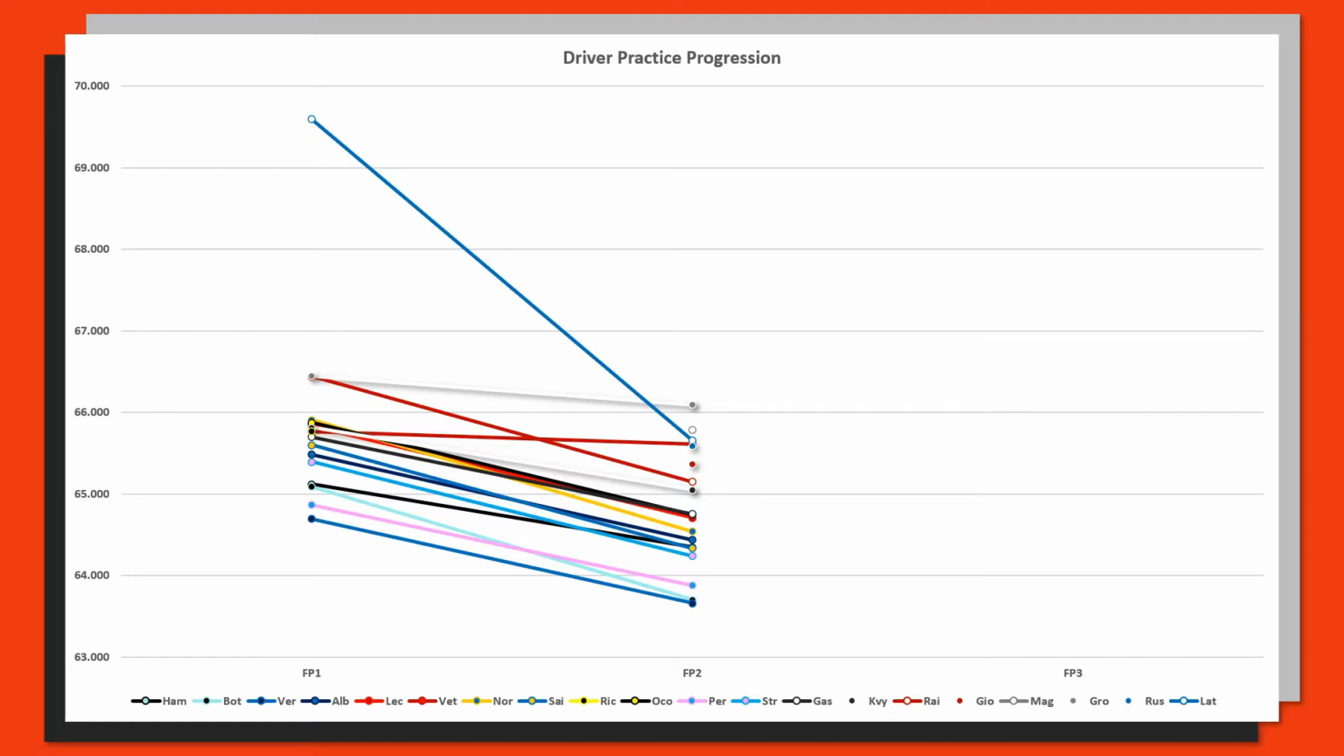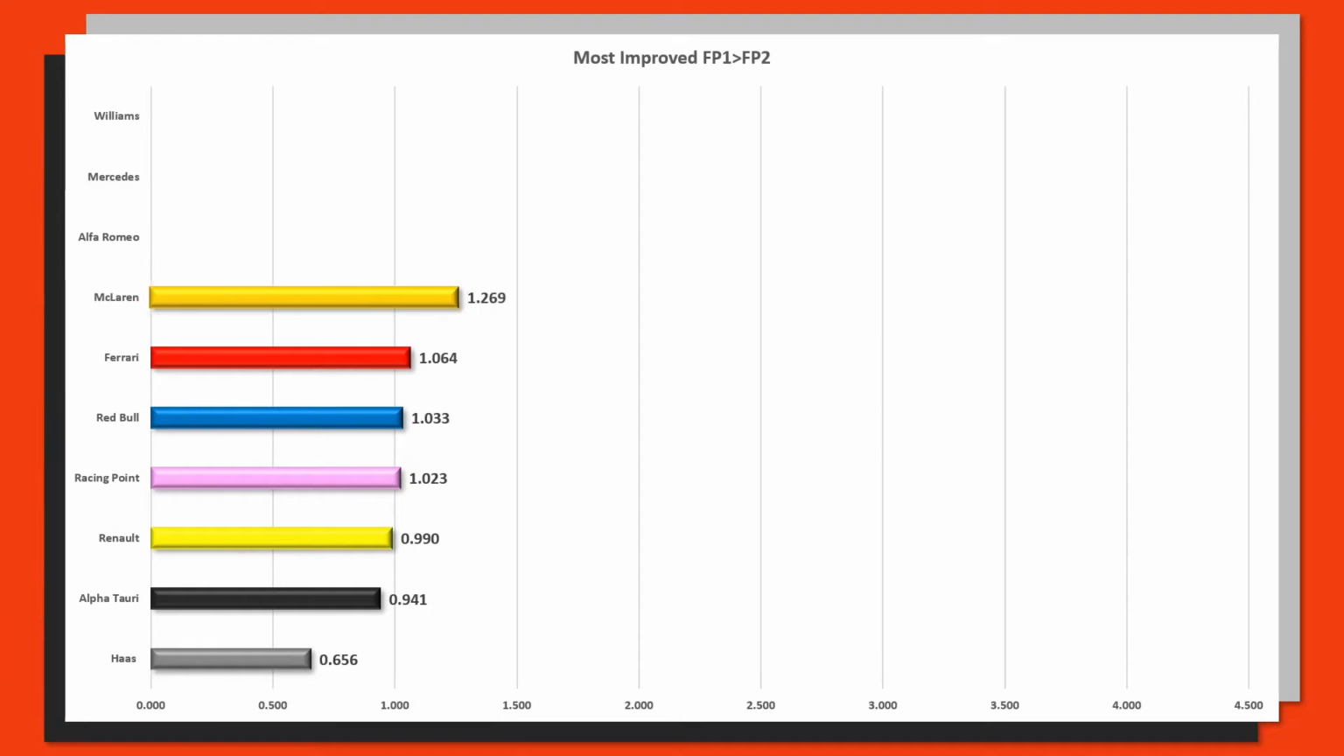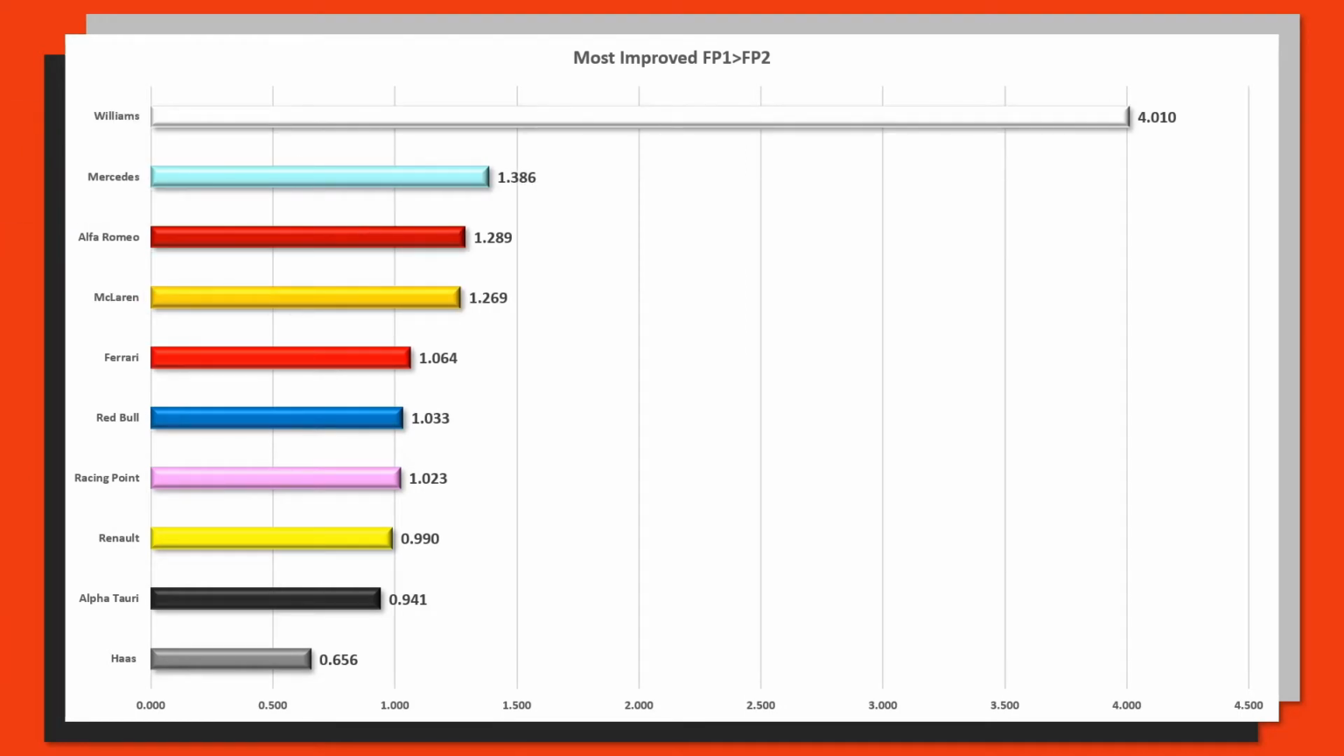And then from this, I can simply determine their improvements as well, and we end up with a graph that looks a bit like this. Haas have made a 6/10 improvement from FP1 to FP2, all the way up to Williams making a 4-second improvement from FP1 to FP2.